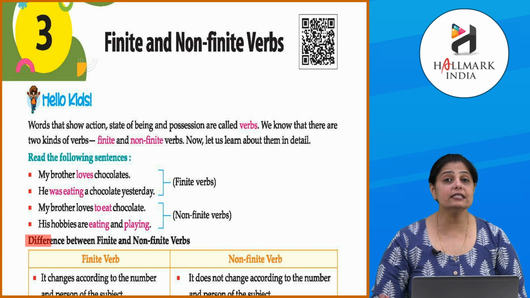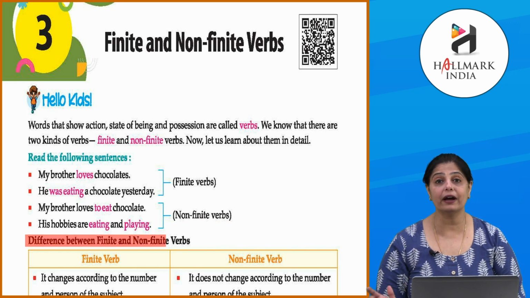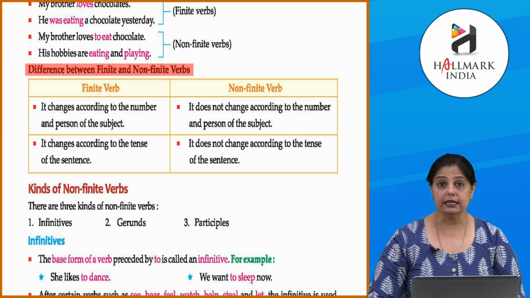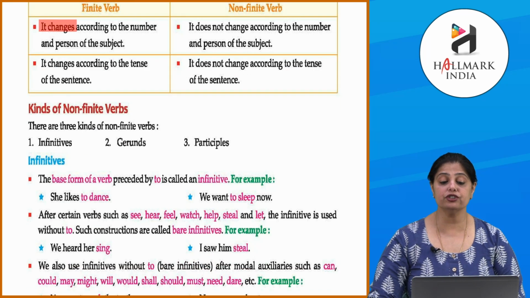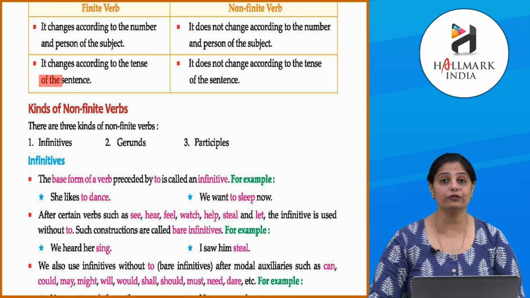Now, what is the difference between finite and non-finite verbs? Firstly, finite verbs change according to the number and person of the subject, like my brother loves chocolates. Then it changes according to the tense of the sentence. He was eating a chocolate yesterday.